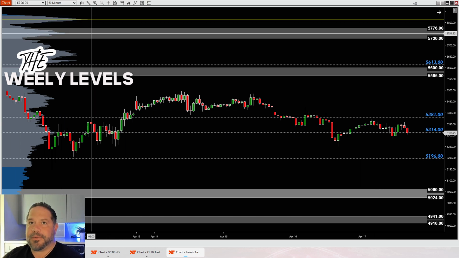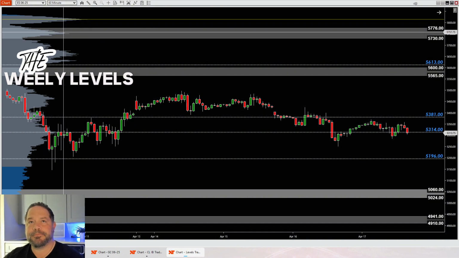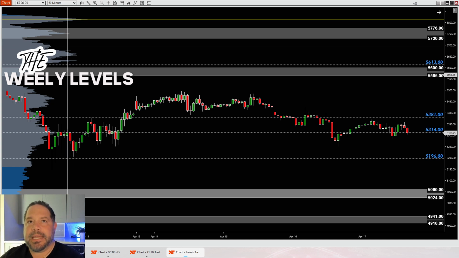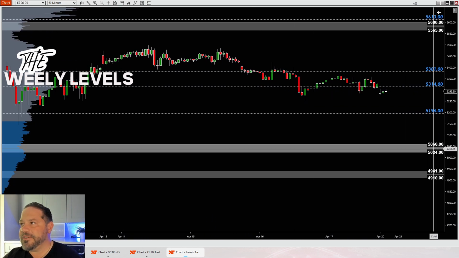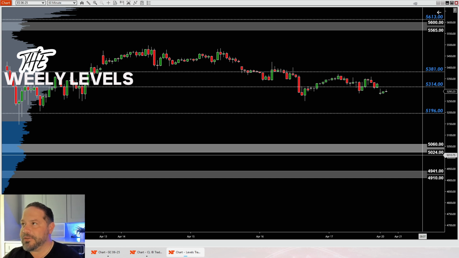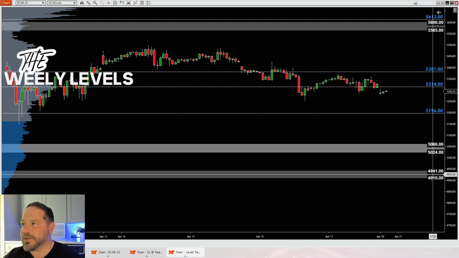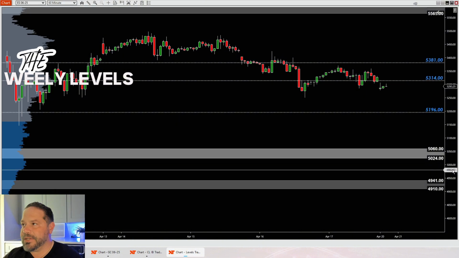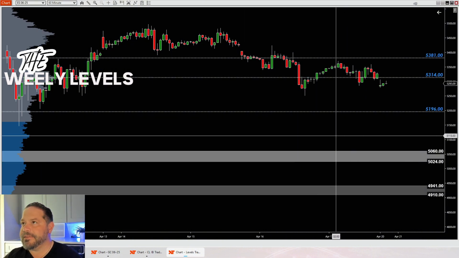Obviously, this band right here coincides with a pretty large volume node. And below price action, we've got 2 bands at 50.60 down to 50.24. And then the one below that is 49.41 down to 49.10. Again, you can expect to see some bigger reactions in these bands.